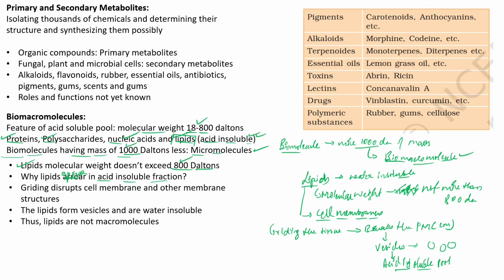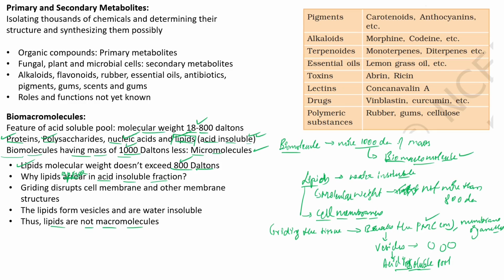So strictly speaking, we can say that the lipids are not macromolecules. Okay, I just made a mistake. It is not acid soluble, it is acid insoluble pool, right? It is mainly acid insoluble pool. So grinding the tissue mainly breaks the cell membrane or the plasma membrane, and lipid is present not only directly in the cell membrane or plasma membrane, but also in the membrane organelles. Even in the membrane organelles, you also see that lipid is one of the major constituents, right?